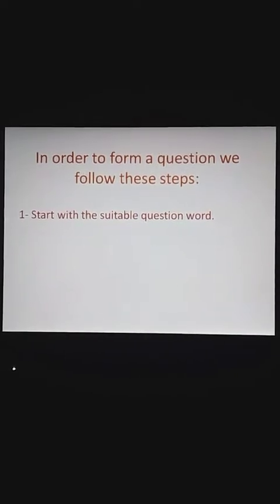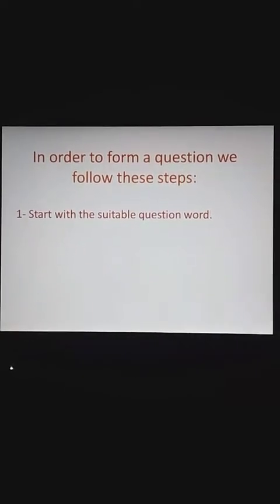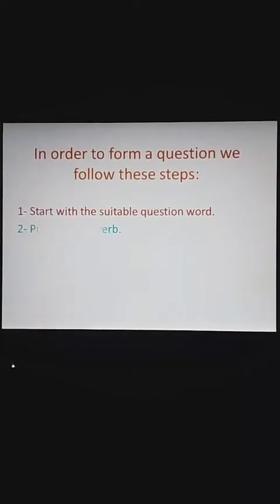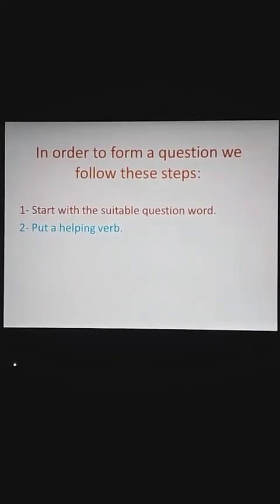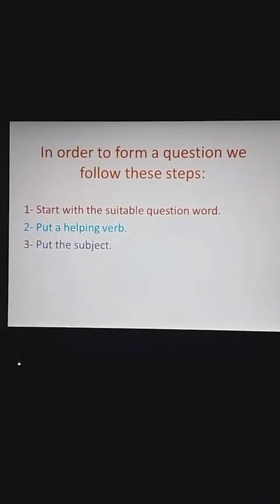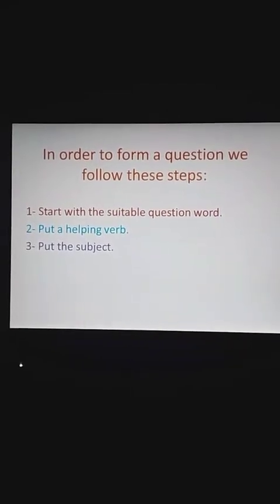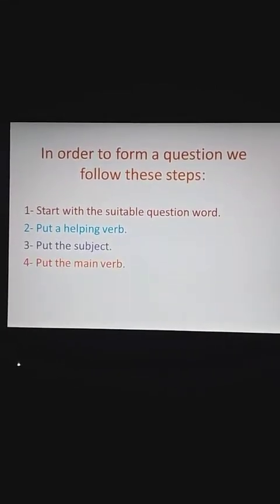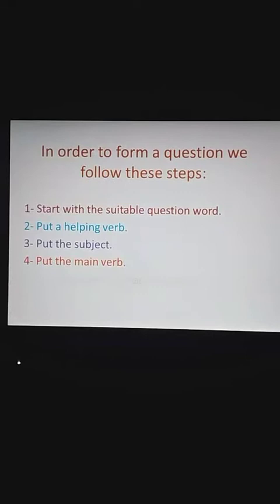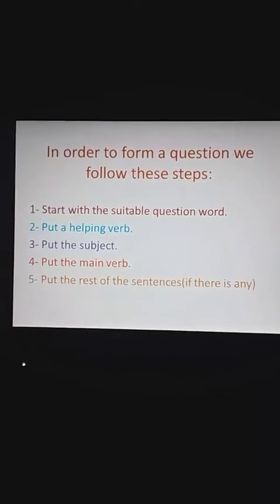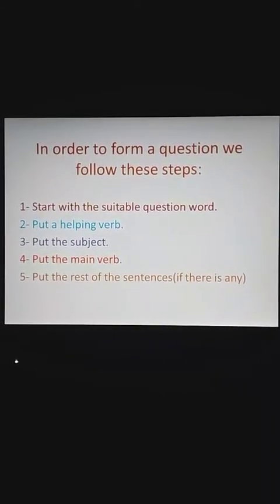Number 1, start with a suitable question word. Number 2, put a helping verb. Number 3, put the subject. Number 4, put the main verb. Number 5, put the rest of the sentence if there is any. And now I will show you the usage of every question word. It's a very important step to know the usage of every one.